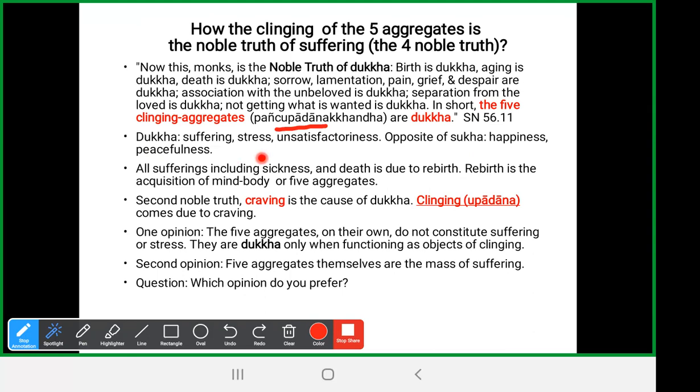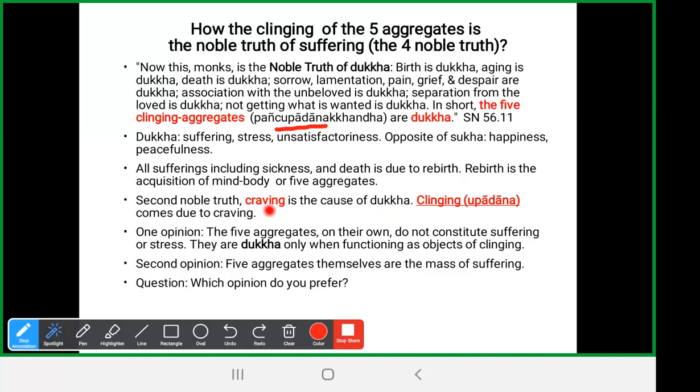All the sufferings, like sickness and death, and all the suffering mentioned here, aging, death, sorrow, lamentation, and so on, are all due to rebirth. What we mean by rebirth is the acquisition of mind and body, or Nama-rupa, or 5 aggregates. So when you have 5 aggregates, you have Nama-rupa, so you have rebirth. And then the second noble truth: craving is the cause of dukkha.